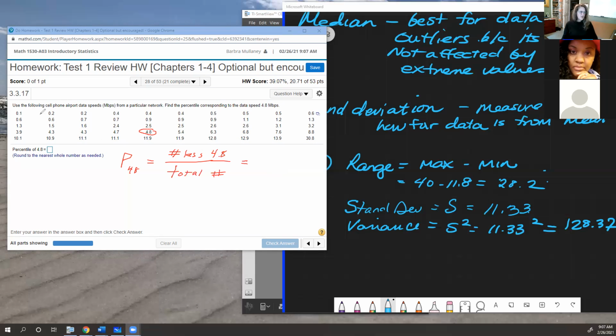So does anybody know what the total number is here? Does anybody add up how many numbers we have? 50. Yeah, there's 5 rows of 10. All right, so we have 50 data. And how many are less than 4.8? 34, great, because we got 3 rows plus 4. So 34 over 50, which is 68 over 100, if you want to do a little mental math. So 68 percentile.